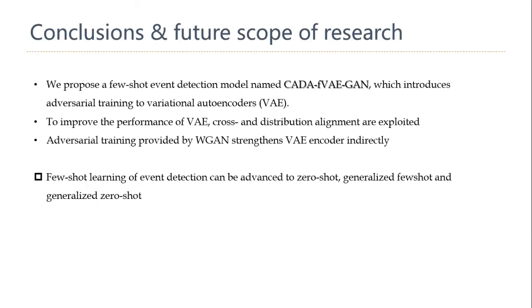Moreover, adversarial training provided by GAN strengthens the VAE encoder indirectly, and our experiments show the transferability of the low-dimension latent semantic representations constructed by VAE and the effectiveness of the adversarial training provided by GAN.